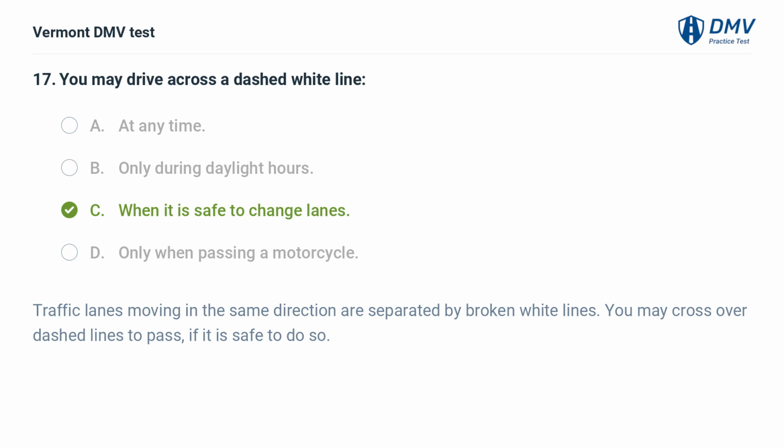Traffic lanes moving in the same direction are separated by broken white lines. You may cross over dashed lines to pass, if it is safe to do so.